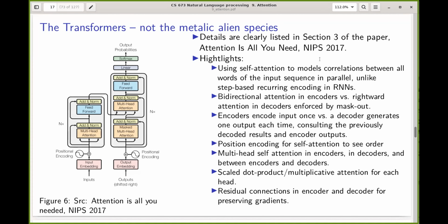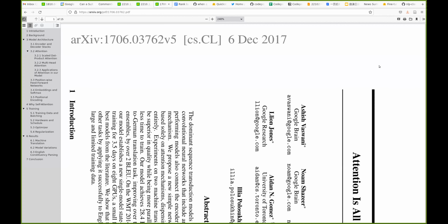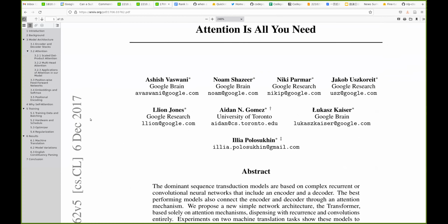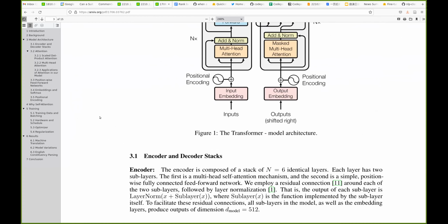So let's take a look at the original paper. Okay, let me go to the screen sharing. All right, so let's look at the paper. Let me rotate it back. So this paper is called Attention Is All You Need, okay? That is really great. So let's look at the details. So this is the architecture. We just spent time to talk about it.